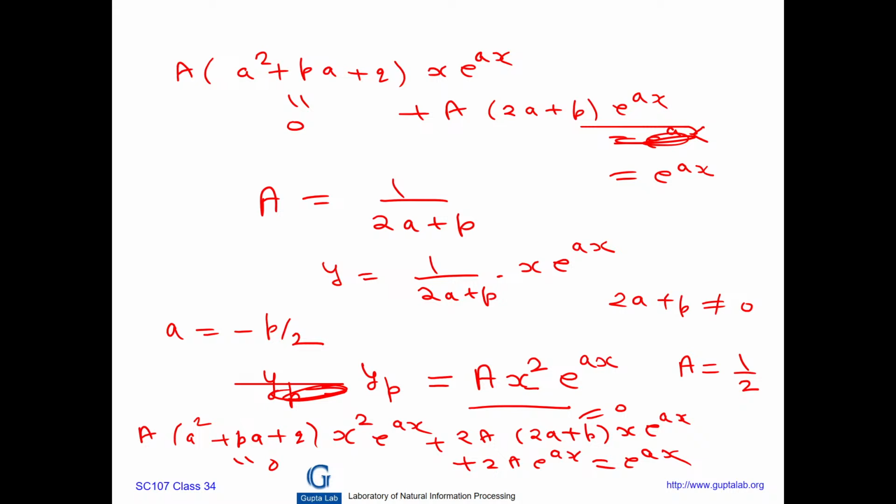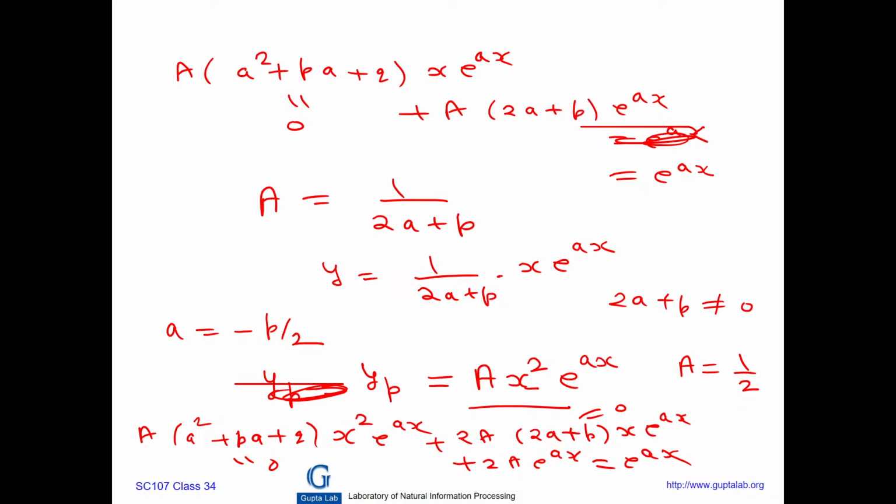That means first case था, we tried yp is equal to capital A times e raised power ax. Second था x times A times e raised power ax. अगर वो जीरो आ जाता है, a is the root of the auxiliary equation. और second case when a is equal to minus p by 2, तो x square try किया, right?